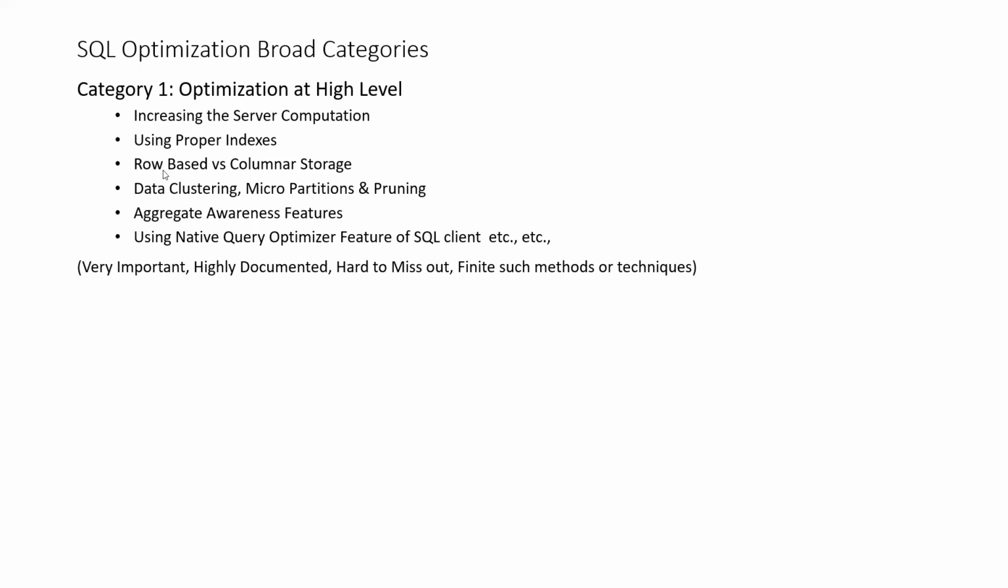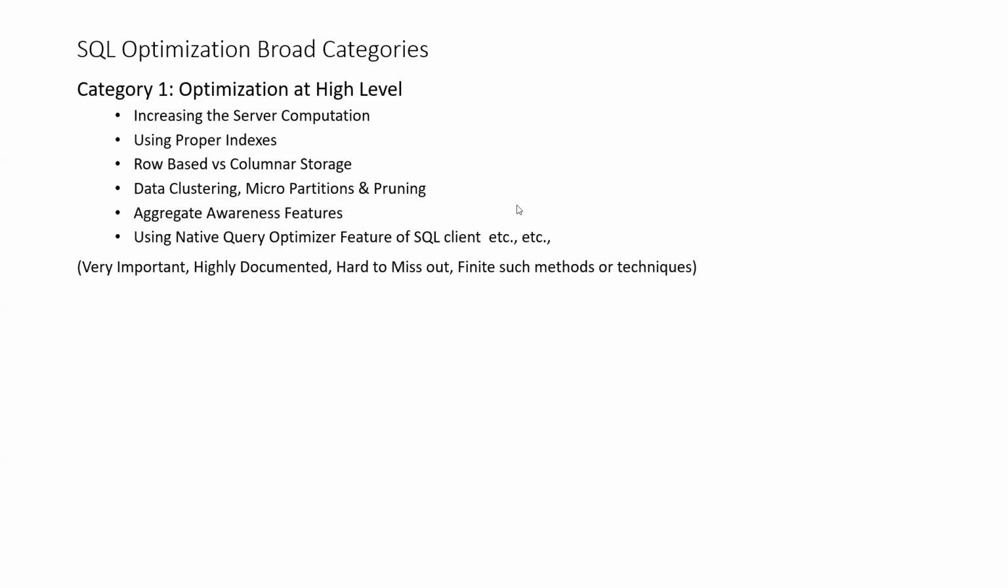Is it using row-based compression techniques or columnar-based compression techniques? They are different. We have discussed this in the past, and we have also talked about some concepts like data clustering, partitions, pruning, aggregate awareness features, and each SQL client, MySQL or SQL Server, comes with a native query optimizer feature. It's just like how we have a performance analysis tab in Tableau. So each SQL client will also have something called a query optimizer. It will basically help you identify what kind of improvements you can make.